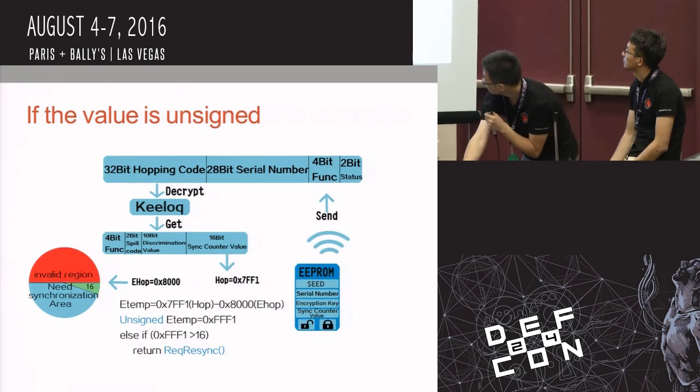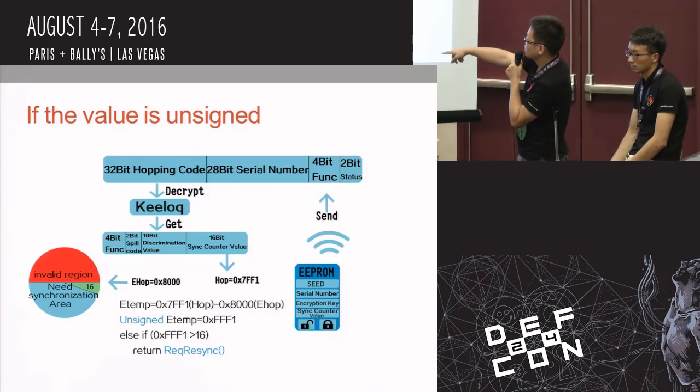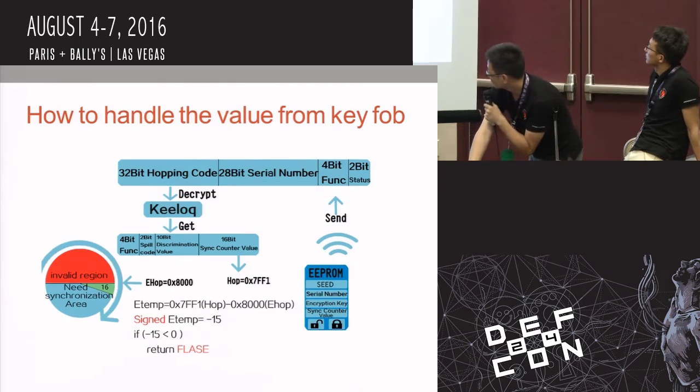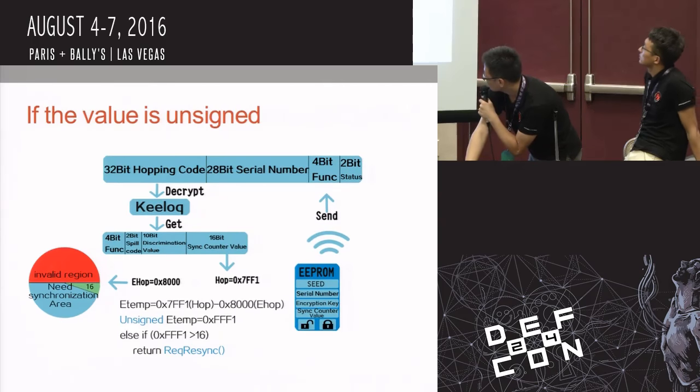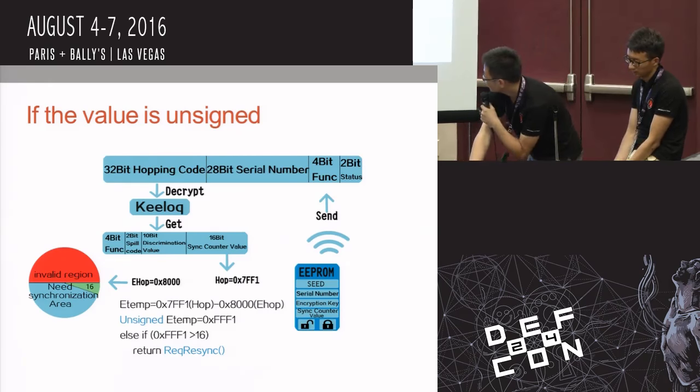If the value is unsigned, it's the same as I just said, but what differs is the unsigned handling. If the value ETEMP is unsigned, it will get the value FFF1, not the negative 15 I mentioned. So it will return to a function, request resynchronize.